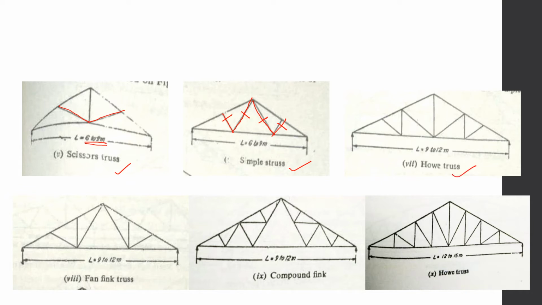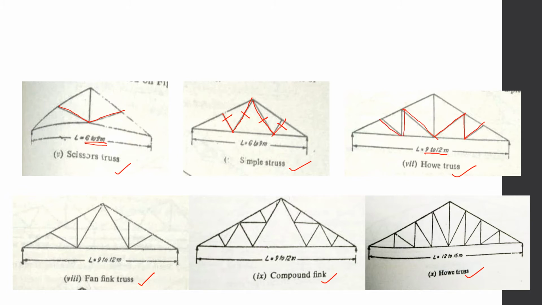There is Howe truss, H-O-W-E, Howe. This type of a truss is usually built for spans from 9 up to 12 meters. And there's fan fink, compound fink, and another type of Howe truss. Now, in a Howe truss, you can see that there is this structure being maintained here, like this.